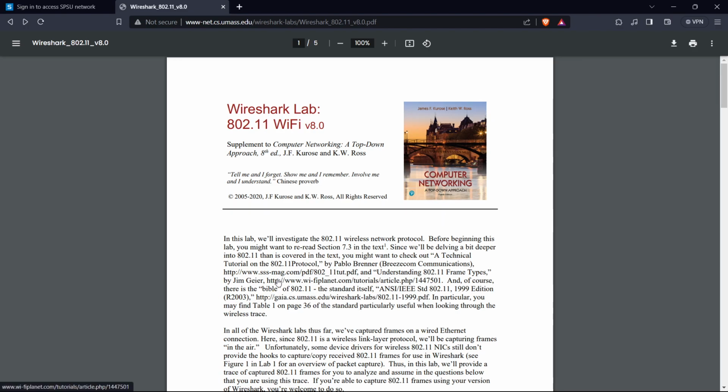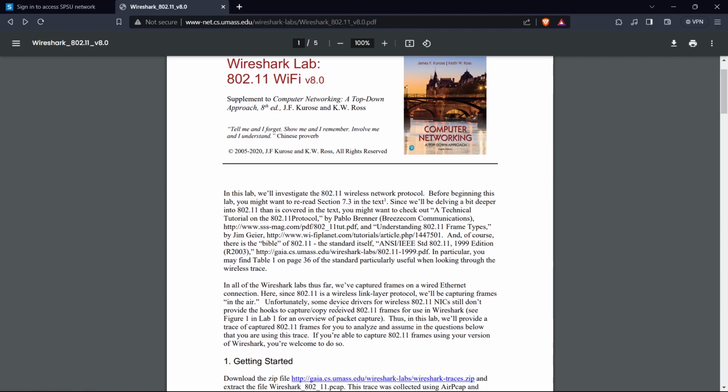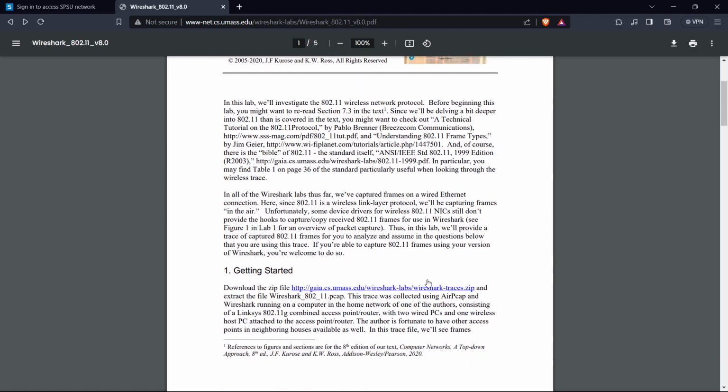They standardize some trace files for us because we have to capture these frames, but some computers don't have the capability to capture these frames correctly. So we just use the trace file which is given here, which was collected with AirPcap and Wireshark.